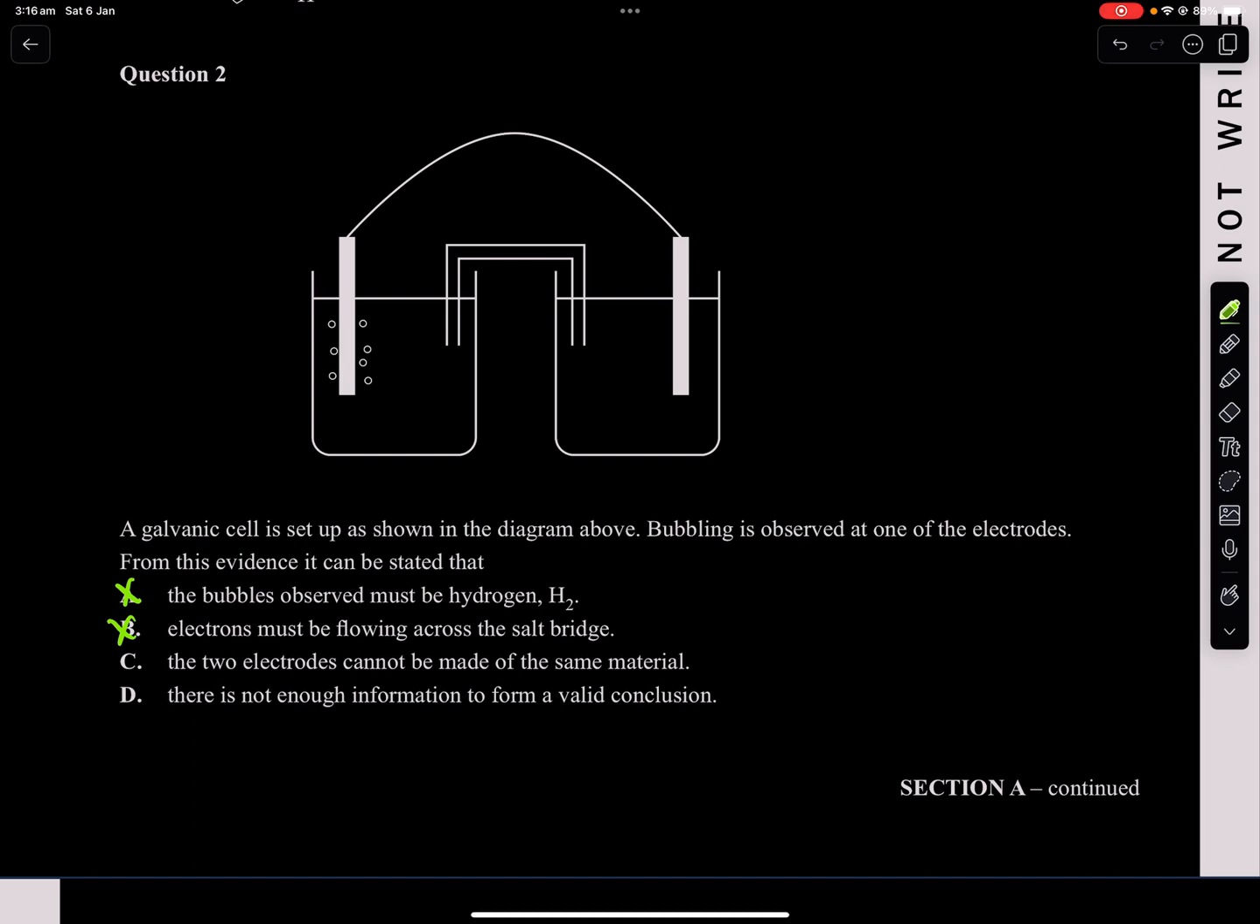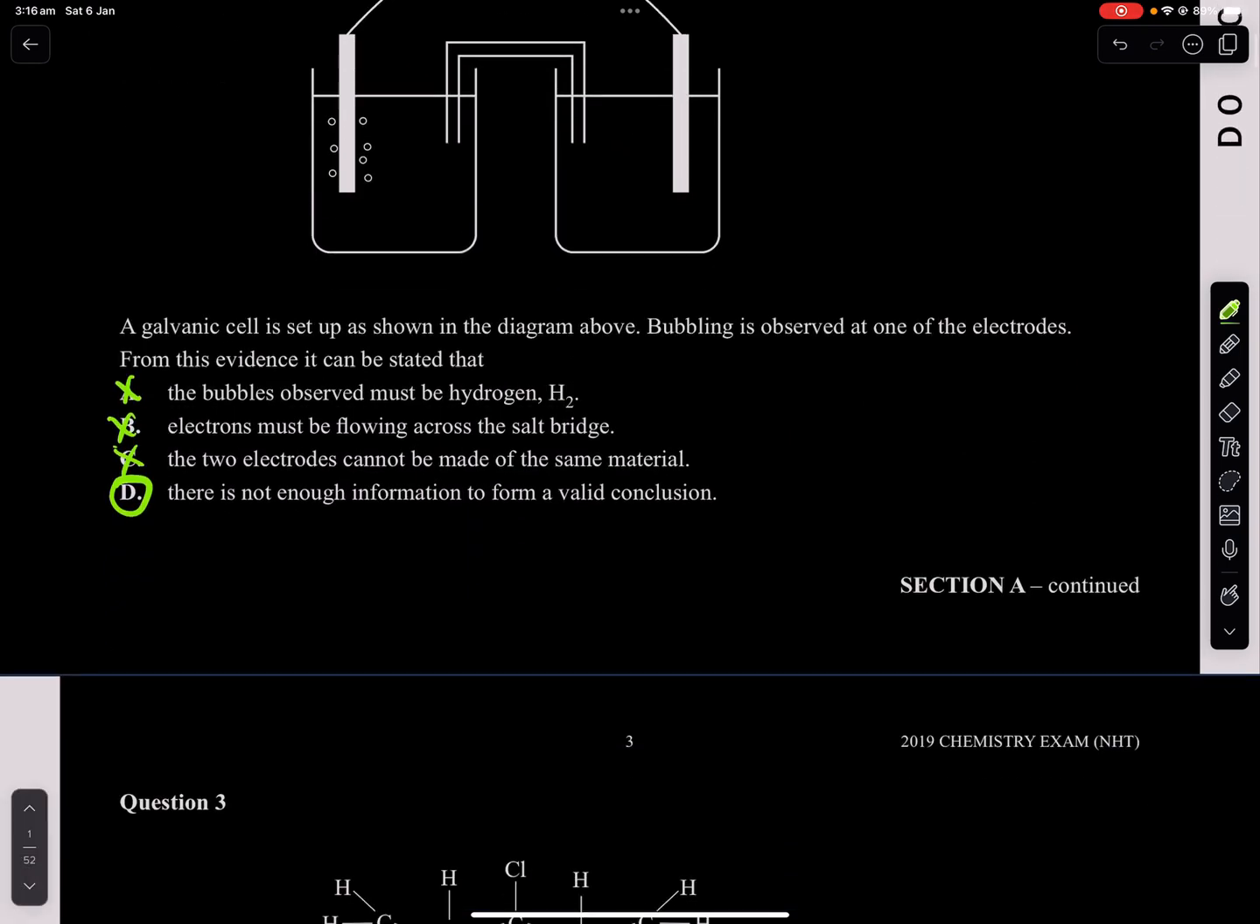The two electrodes cannot be made of the same material. How do we know? We don't even know what the electrodes are made of. That's rubbish, we just can't predict anything. What about D? There's not enough information to form a valid conclusion. That is your possible answer. They haven't given us anything to deal with. So yeah, it will likely be D.